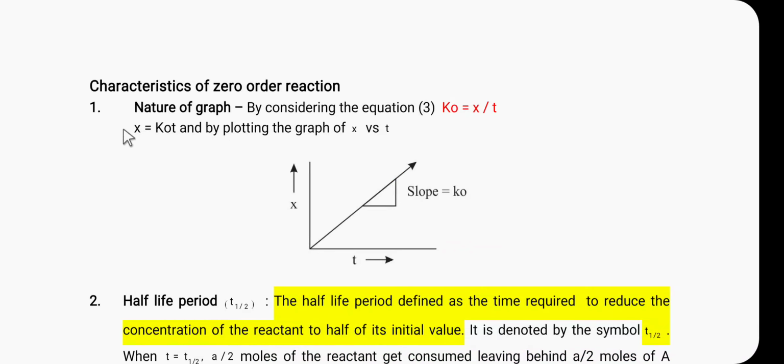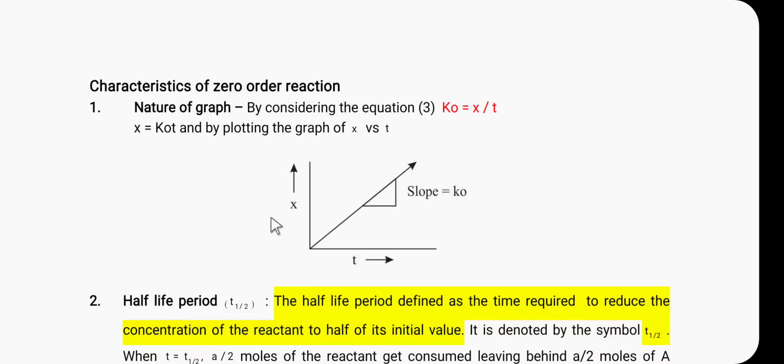So, the first characteristic is the nature of the graph. By considering equation 3, that is the expression for velocity constant k0 is equal to x by t, this expression can be rearranged, x is equal to k0 into t. This is the form of y is equal to mx. So, here we know that we always plot the graph y versus x. So, here the value of y is x and the value of x is t.